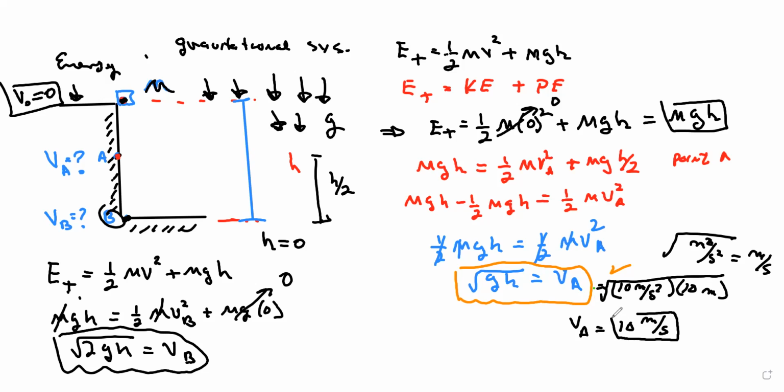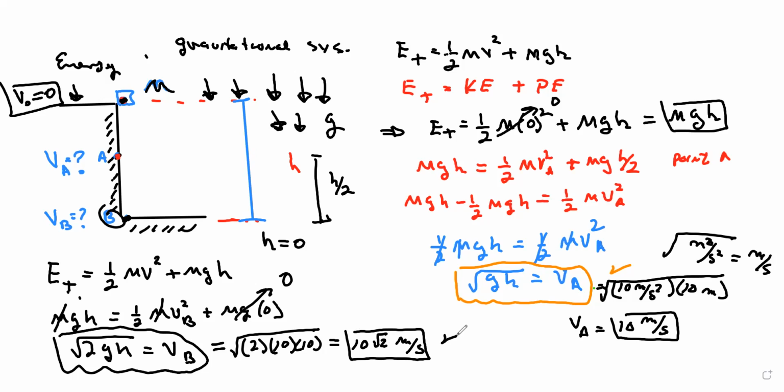There you go. And the velocity at B would be 2 times, let's say, 10. And h, we said, is going to be another 10, and the square root of this. So this is going to be 10 square root of 2 meters over second. And that would be your velocity at B.